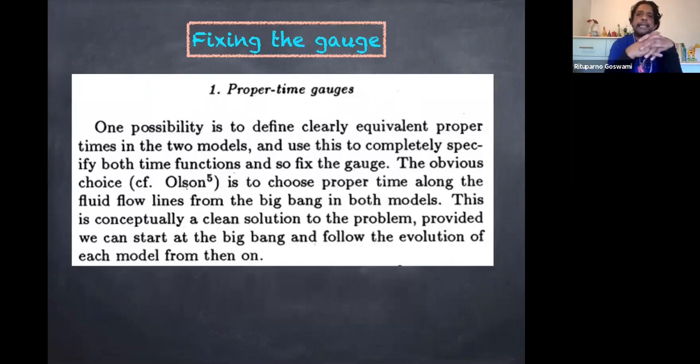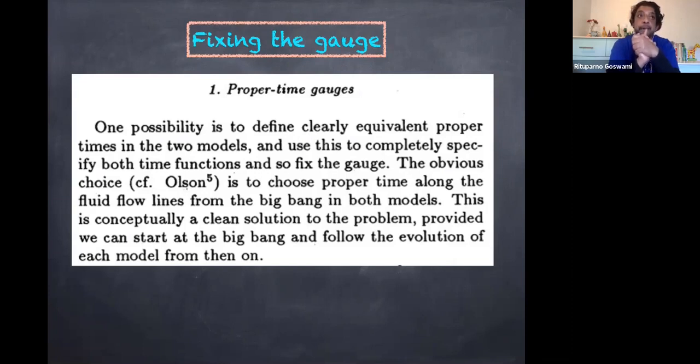So how do we fix the gauges? There's some very natural gauges we can think of. One possibility is to clearly define equivalent proper time gauges, equivalent proper time between two models, and use this to completely specify the time function and fix the gauge. The obvious choice in this case is to choose proper time along the fluid flow lines from the Big Bang. So this is quite a clean solution to the problem.